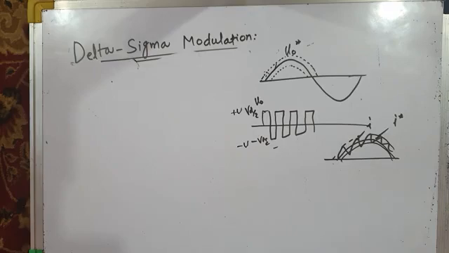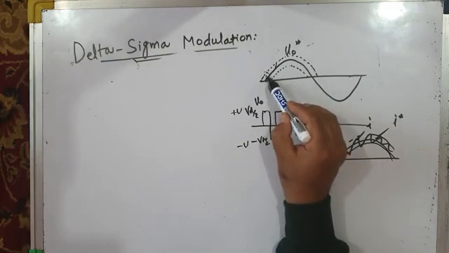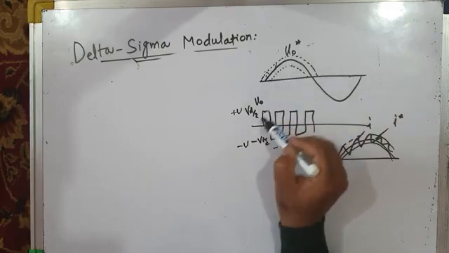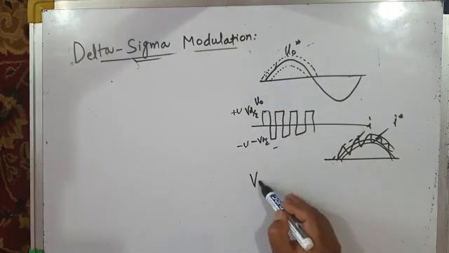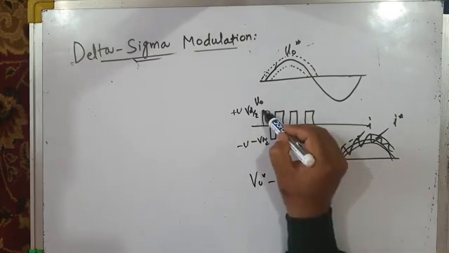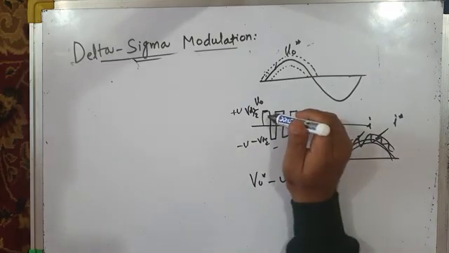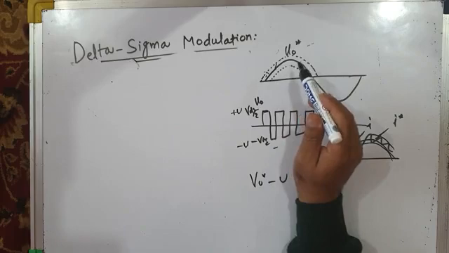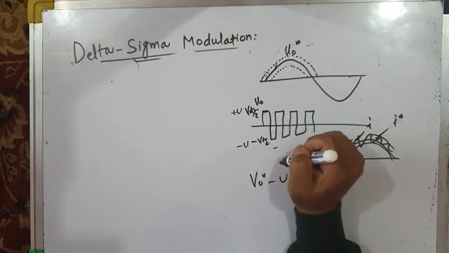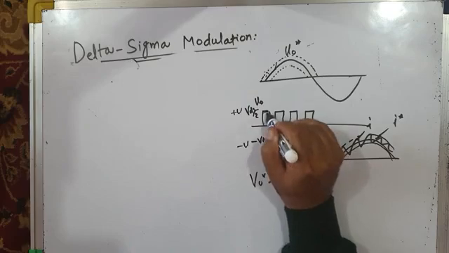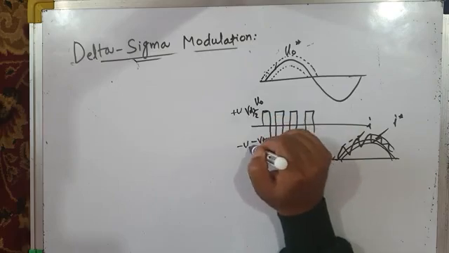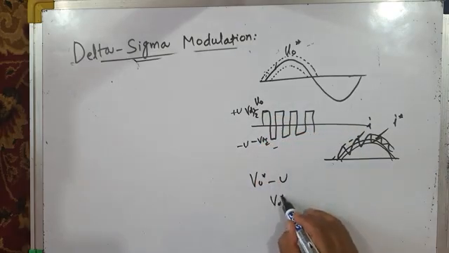At any instant of time, if you find the error between the reference load voltage V0 star and the actual load voltage, that will be V0 star minus U. Say for example, if you take positive VDC by 2, it is plus U. Then there may be switching, I mean instead of the top switch getting the gating pulse, the bottom switch may get the gating pulse, and your load voltage may transition from plus VDC by 2 to minus VDC by 2, that is plus U to minus U, and then your error will become V0 star plus U.